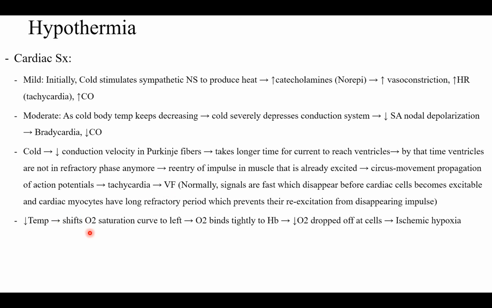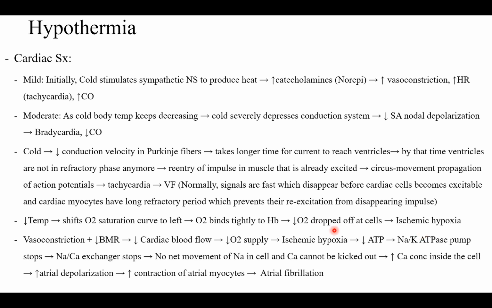Decreased temperature also shifts the O2 saturation curve to the left, and O2 binds tightly to hemoglobin. You have decreased O2 drop-off at the cell. That causes hypoxia. Vasoconstriction, along with decrease in BMR, also decreases cardiac blood flow, coronary blood flow. You have a decrease in O2 supply, causing ischemic hypoxia, causing a decrease in ATP generation.